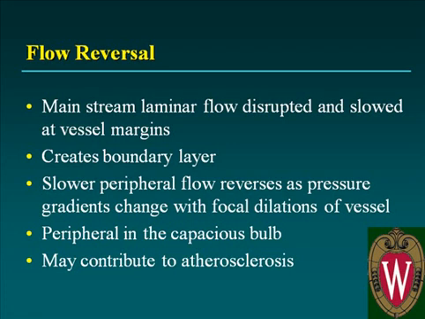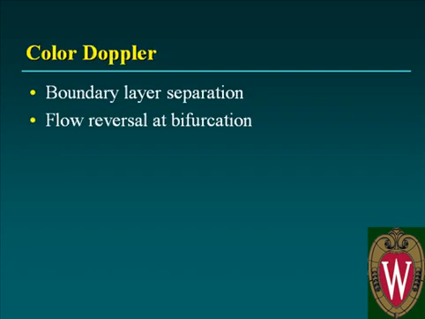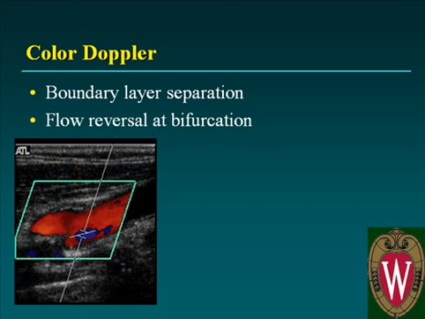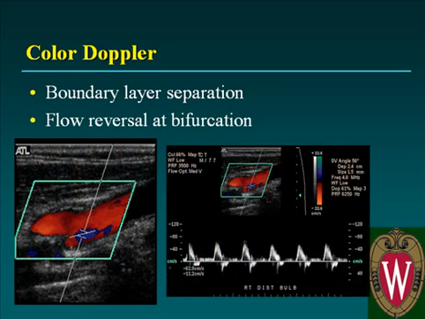Some people have so much as suggested that the absence of this boundary layer separation phenomenon at the carotid bulb itself indicates the presence of disease at this location. Here is an example of that. Here's the color Doppler. You can see this is true flow reversal and depicted here as flow below the baseline in this spectral Doppler tracing.